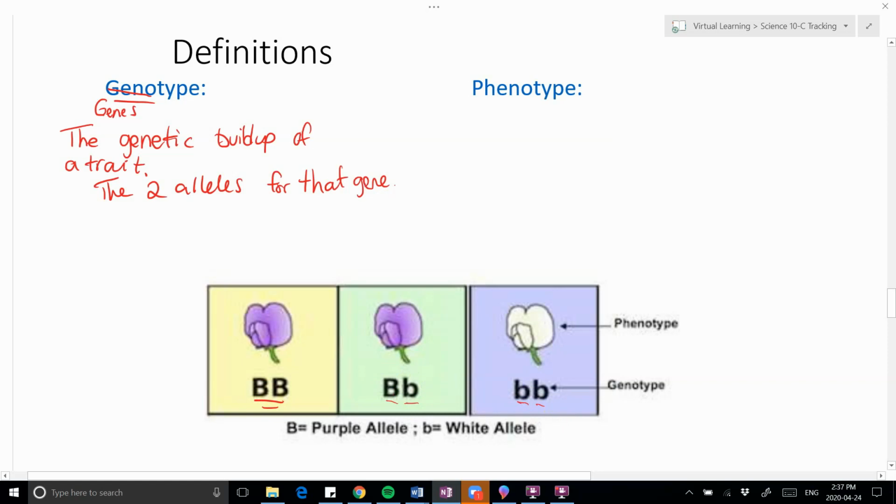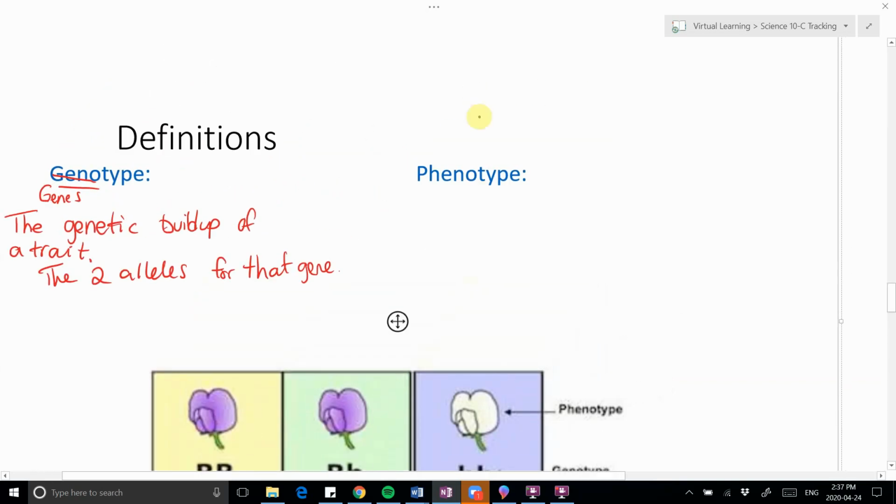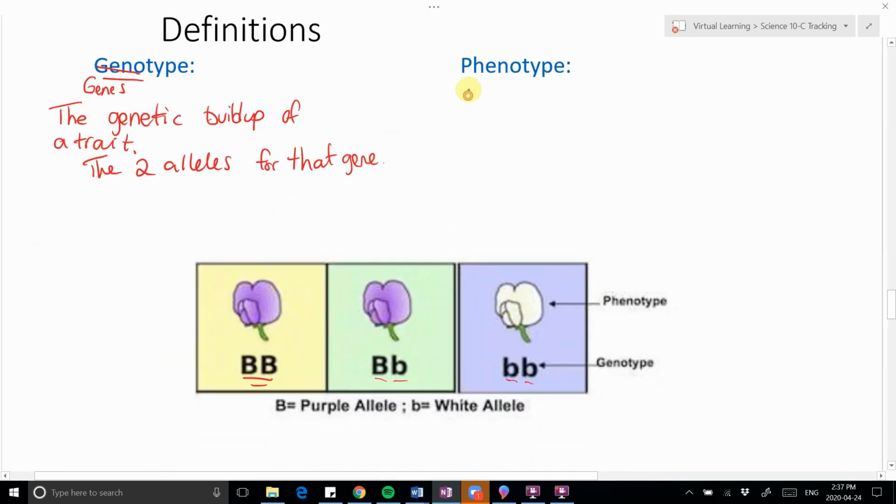The other thing that's important for us to recognize is what we call the phenotype. So the phenotype is actually the visible representation of the gene. So it's what that gene actually manifests as. So for these flowers, purple is a phenotype.